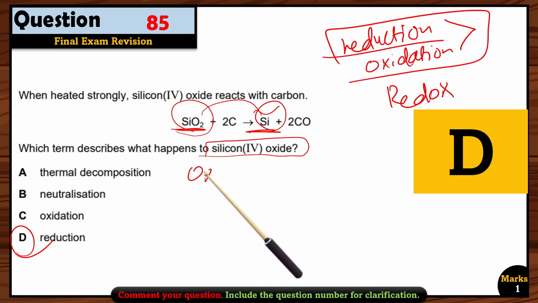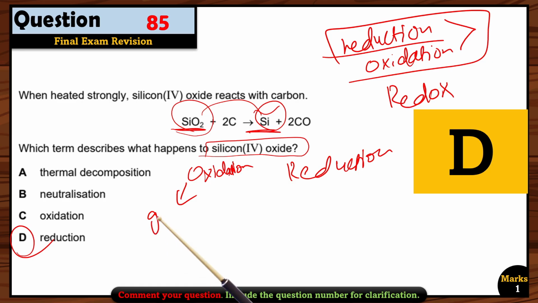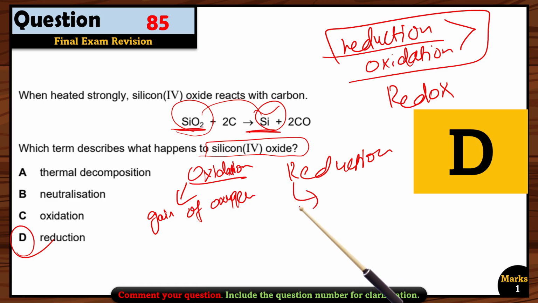So what is oxidation? What is reduction? You have to remember there are three definitions for oxidation and three definitions for reduction. Oxidation is the gain of oxygen, just like the name. Gain of oxygen is oxidation. Then reduction is the opposite, the loss of oxygen.